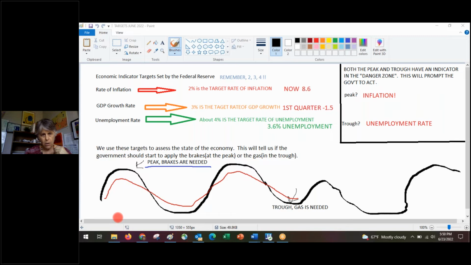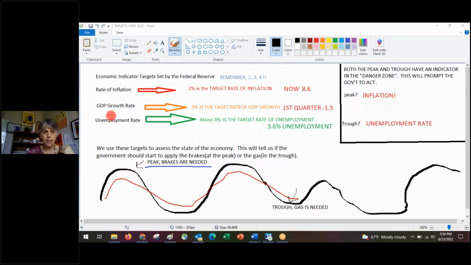At the top of the business cycle, there's an indicator that I would call the hot zone, the zone that people are going to look at. When you're at the peak of the business cycle, the thing that makes policymakers want to act is inflation. That's what we have right now. This is recorded in September of 2022. So they're all trying to put on the brakes because we have inflation of 8.6.